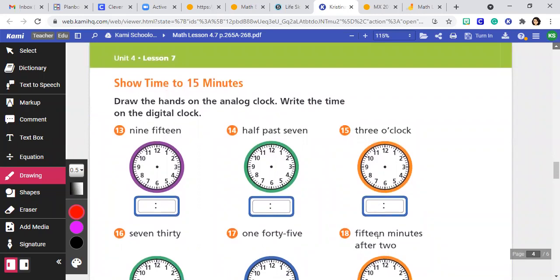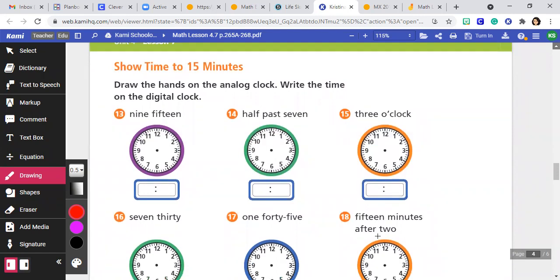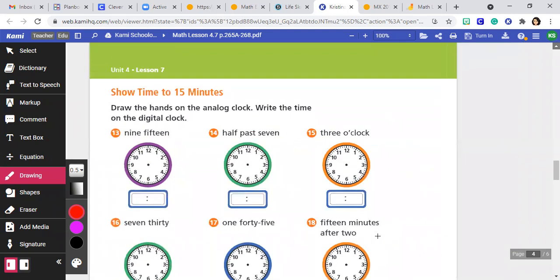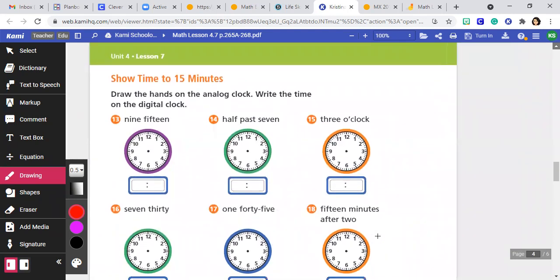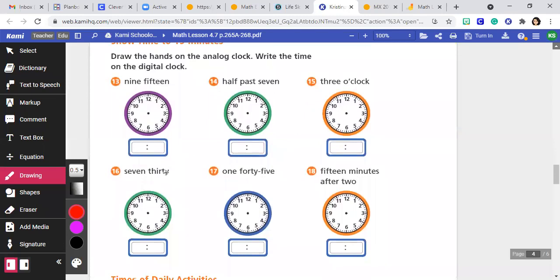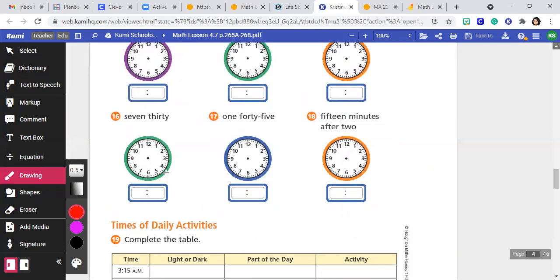Now we're going to specifically look at that quarter of an hour. We are going to draw the hands on the analog clock and then write the time on the digital clock. I'd like you to pause the video now and try it out for yourself. It says 9:15. Where would the minute hand go? Where would the hour hand go? Try it out and come back and check your answers for 13 through 18 on here.